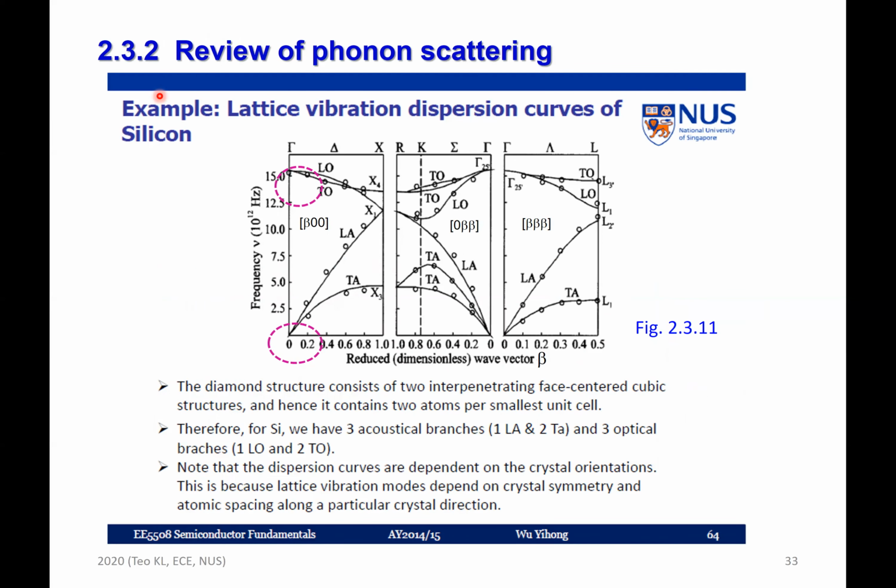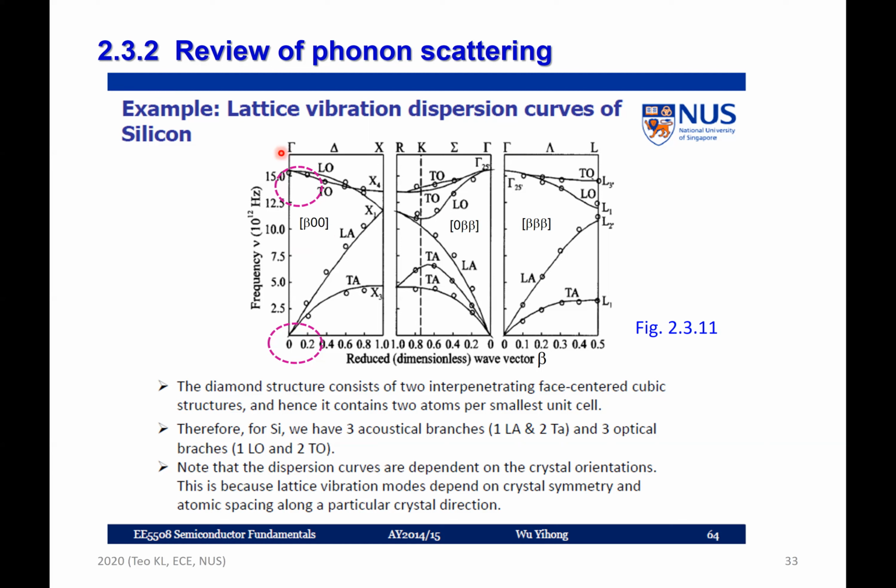Next, we would like to discuss the indirect transition for an indirect bandgap semiconductor. And for indirect transition, it involves phonons. So in this session, we have to review a bit of phonon scattering. And you have studied this in Prof's course. So I take these slides from Prof. Wee Hong. This example basically shows the lattice dispersion curve of silicon.